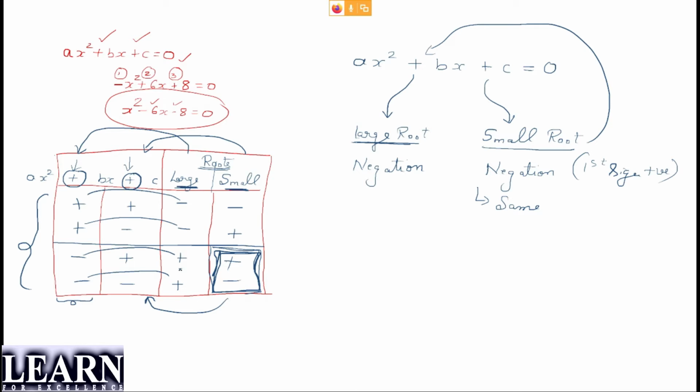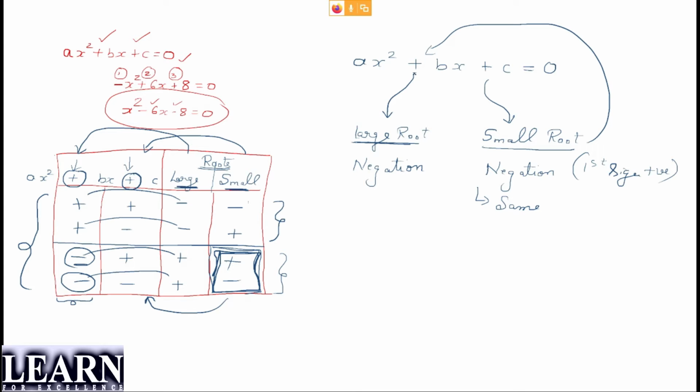Clear? Now if I'm talking about the smaller root, it depends. If the first sign is positive, then we have to go with the negation of the second sign. And if the first sign is negative, then we have to go with the same thing: plus is plus, minus is minus. We take the same sign as the second one. Is it clear? That's what I have written in a simple format here.